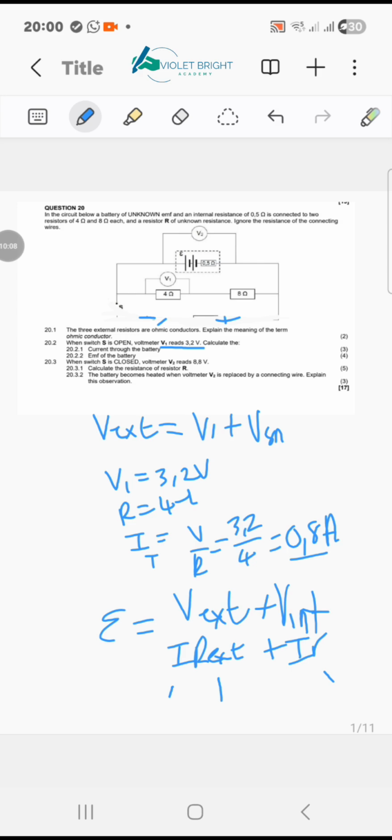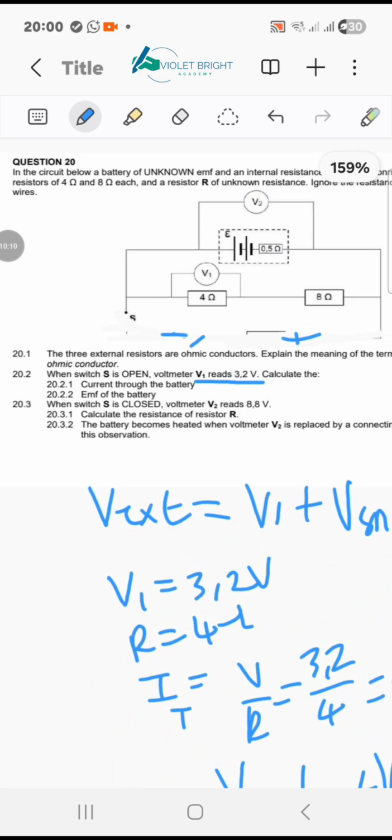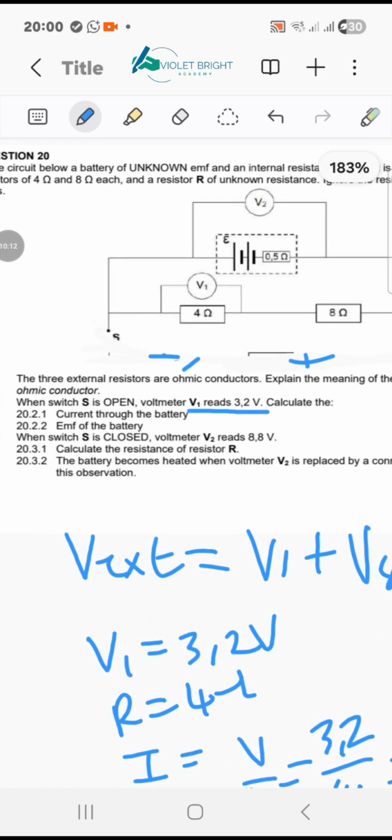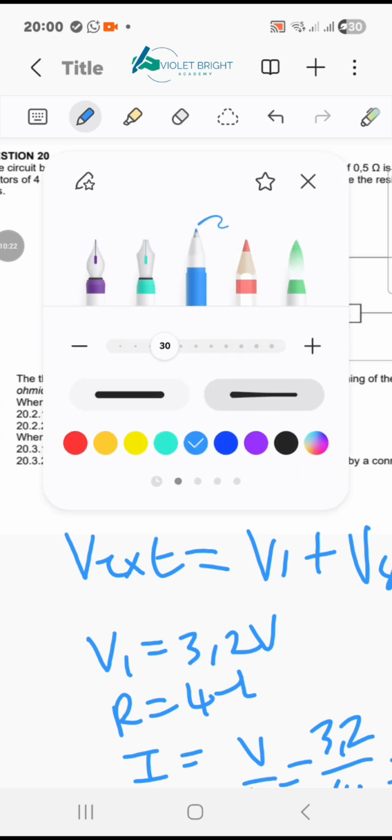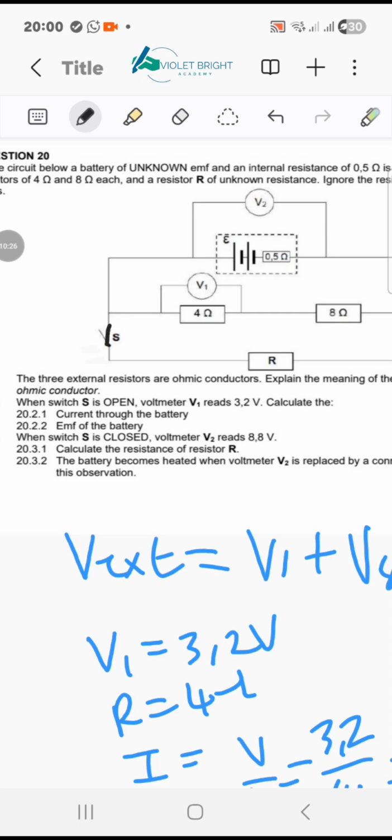Now they are telling us that switch S is closed. I'm just going to erase this. Switch S is closed, which means that now there will be another path, this path here, because the current will now flow.